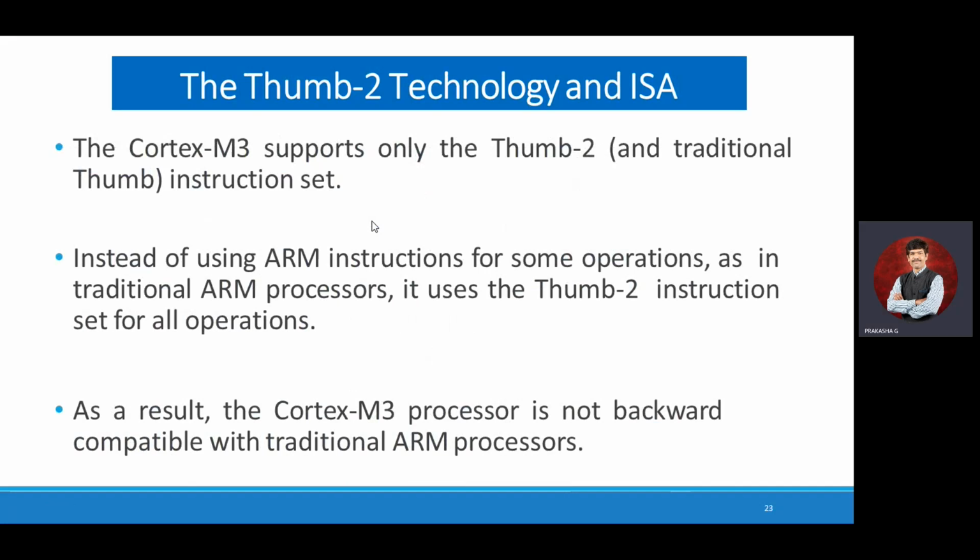Cortex M3 supports only the Thumb2 instruction set and traditional thumb. With Thumb2, it can go for both 16-bit and 32-bit. Instead of using ARM instructions for some operations as a traditional ARM processor does, it uses the Thumb2 instruction set for all the operations. Previously we were switching from ARM to Thumb to ARM based on the requirement. Now we can directly go for the Thumb2 instruction set itself. As a result, the Cortex M3 processor is not backward compatible with the traditional ARM processor.